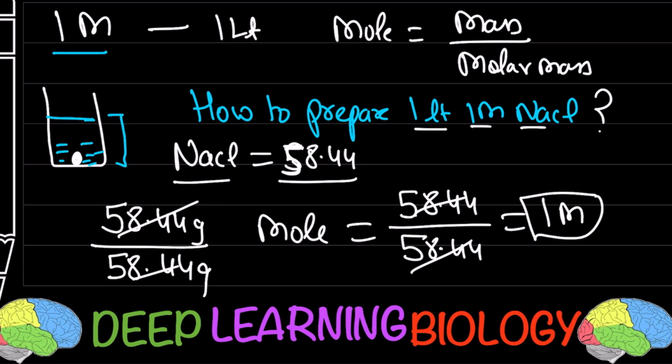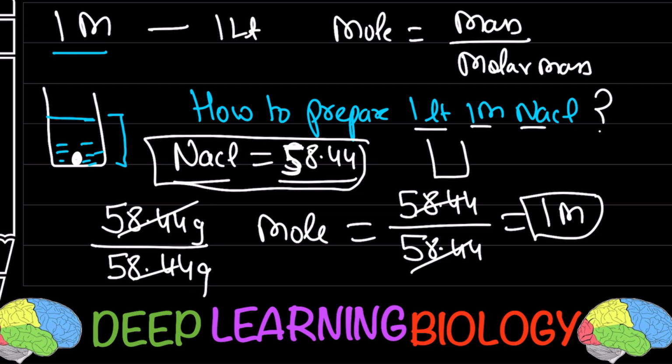So keep in mind, you will weigh 58.44 gram NaCl. This is your 1 mole NaCl. Initially you will dissolve it in a small amount of water, then finally you are going to make the volume 1 liter.